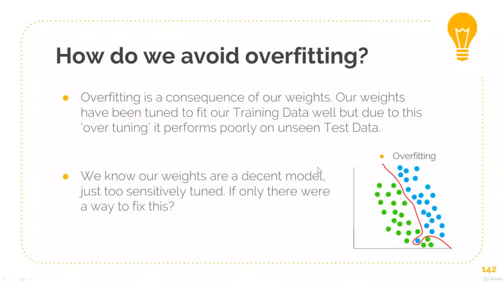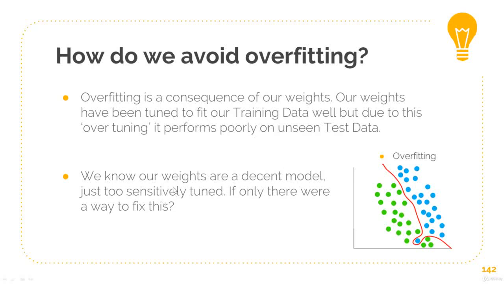So how do we avoid overfitting? Now there are many techniques to avoid it, and I'll discuss them soon in this section. Overfitting is a consequence of our weights. Our weights have been tuned to fit our training data, but they're overtuned in a way so that they don't perform well on test data. And we know our weights are a decent model, just too sensitive to the training data.